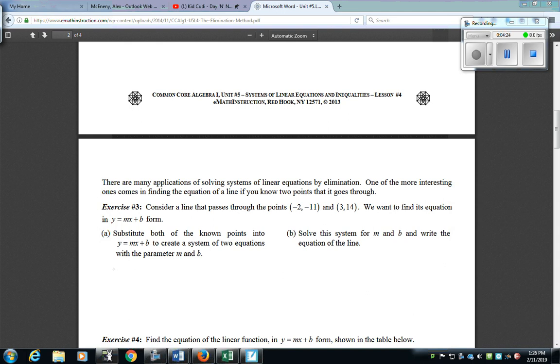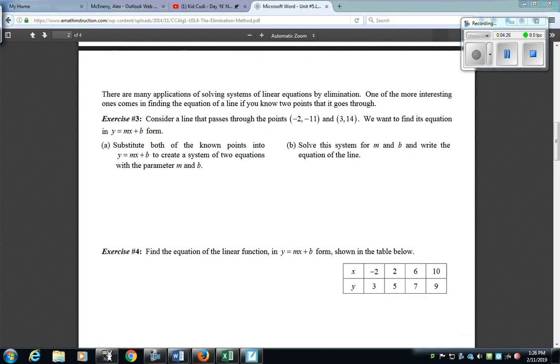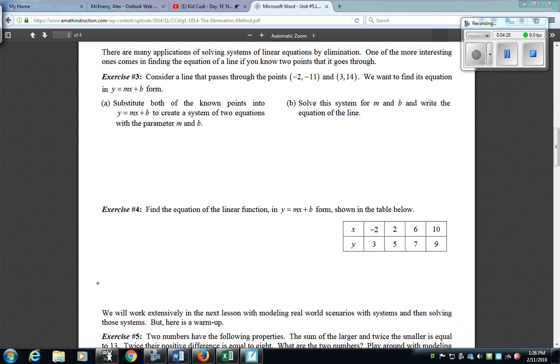Now, we're going to look at another question. We're going to look at exercise 3. Similar to this, they talk about a line that passes through these 2 points: negative 2, negative 11, and 3, 14. They want us to find the equation of this line in y equals mx plus b form. Now here's the thing. We have x and y in coordinate form. So we're going to rewrite the equation in the form with x and y in.